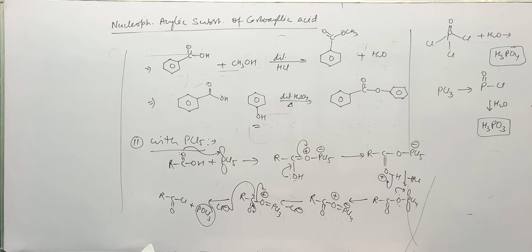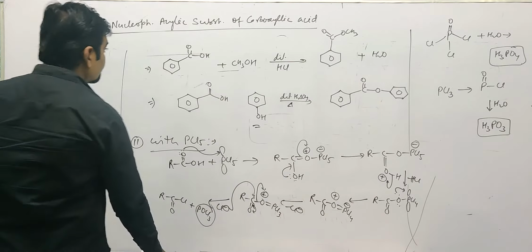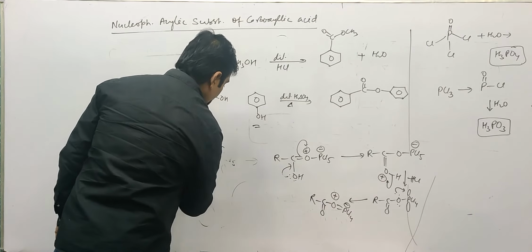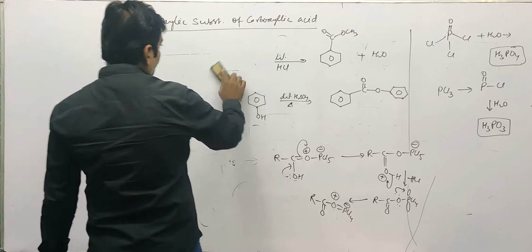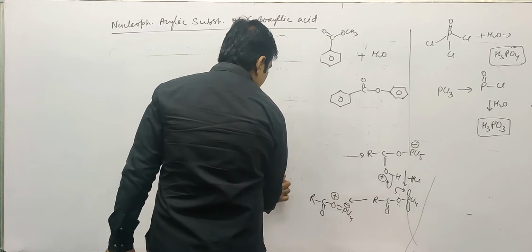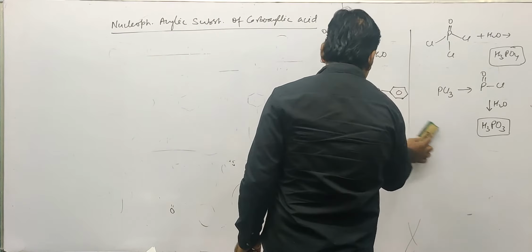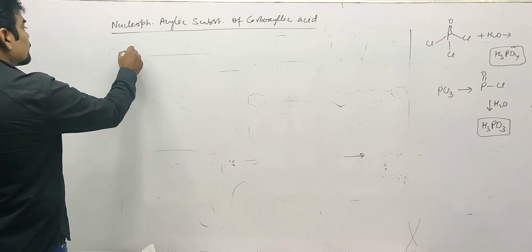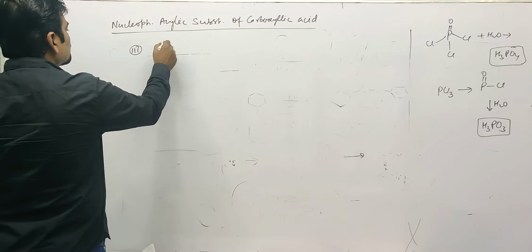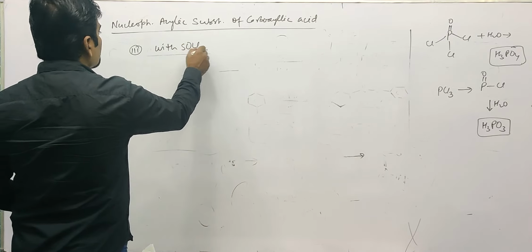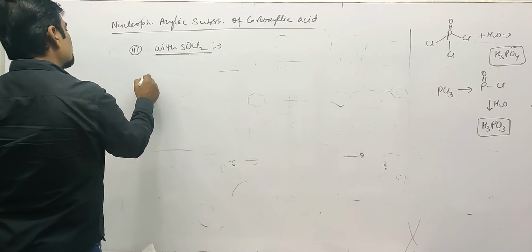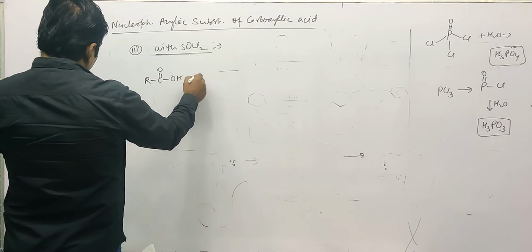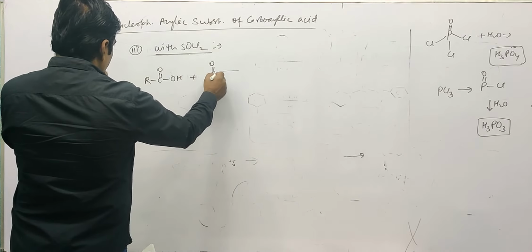Alright, next is the reaction with thionyl chloride, SOCl2. Instead of PCl5, now we'll use SOCl2. So the third reaction is with SOCl2. Let's say we have another acid plus SOCl2.